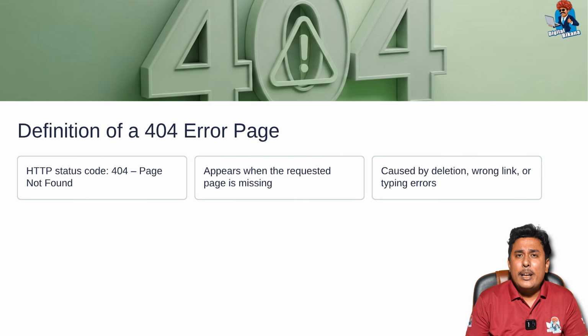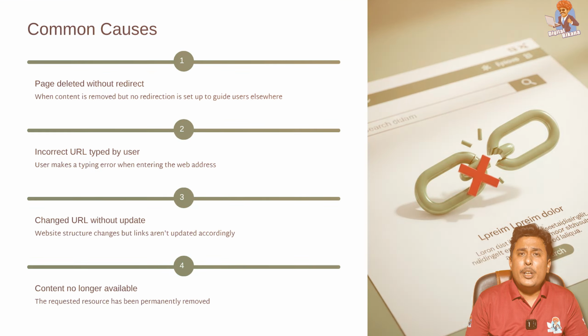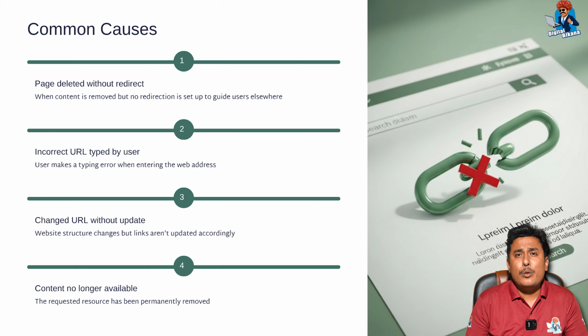A 404 error page appears when a user tries to visit a web page that does not exist on the server. This could be due to a deleted page, incorrect URL, or broken link. Common causes of 404 errors include pages being removed without redirects, users typing an incorrect URL, changes in page address without updating links, and expired content.